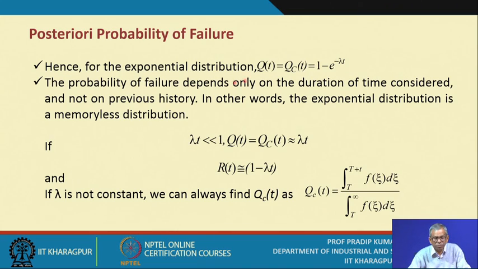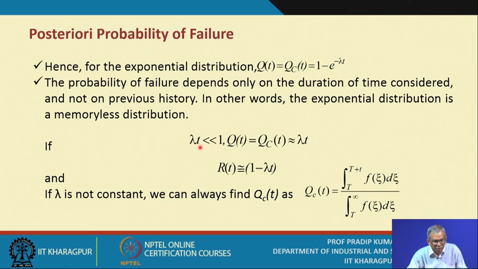Now, for the exponential distribution, Q(t) is equal to 1 minus e to the power minus lambda t. The probability of failure depends only on the duration of time considered and not on previous history. That is the basic assumption. In other words, the exponential distribution is a memoryless distribution. This point is to be noted.